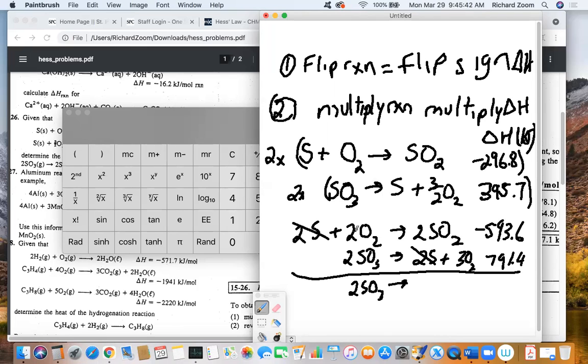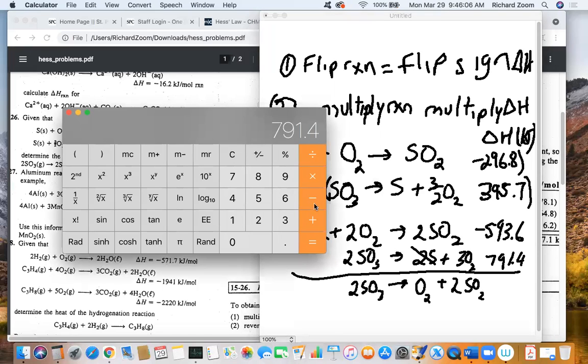Now looking at the O2s, I've got 2 O2s on this side and 3 on this side. So if you've got like terms and they're on the opposite side of an arrow, which is effectively an equal sign because these are reaction equations, then in essence, I end up with 1 O2 on this side plus the 2 SO2s that I already had from the other reaction. And then what I do is I add the delta H values together.